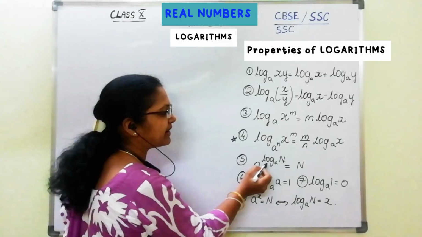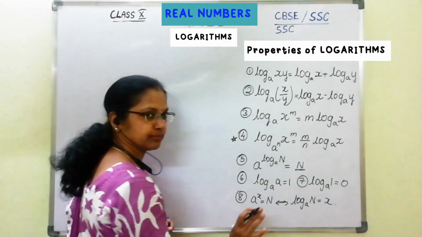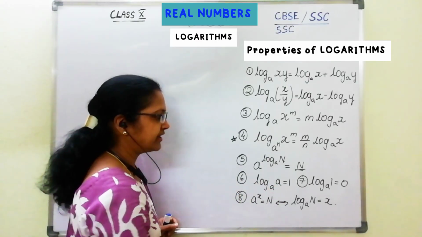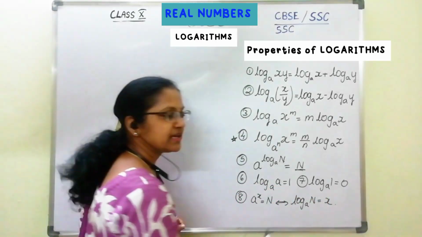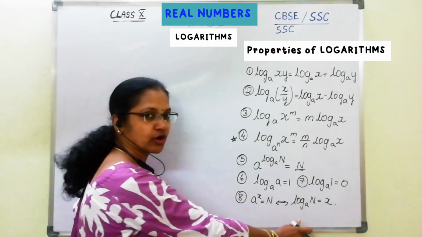Fifth one is a power log n base a is equal to n, just n. Sixth one, log a base a is equal to 1. Seventh is log 1 base a equal to 0. Eighth is exponential to logarithm form.